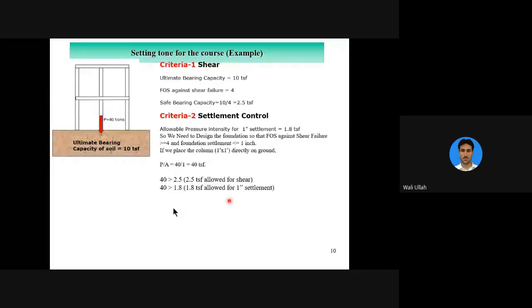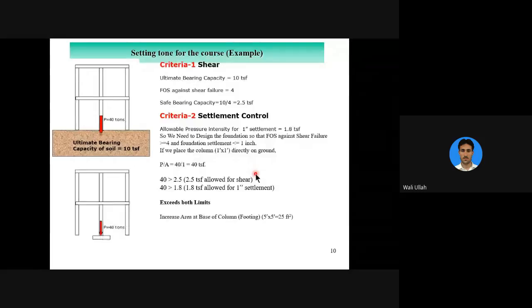So what you would do, you would increase the base area of the column to reduce the stress. So if you provide a 5 by 5 feet foundation, the pressure is now 40 ton divided by 25 square feet, which is 1.6 ton per square foot. So it means 1.6 is less than 2.5.